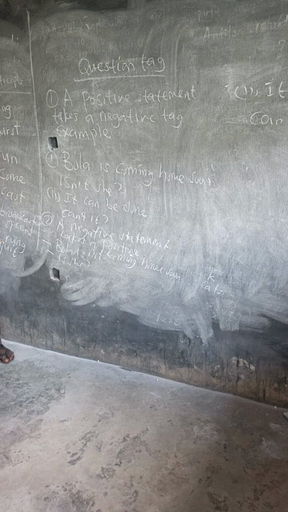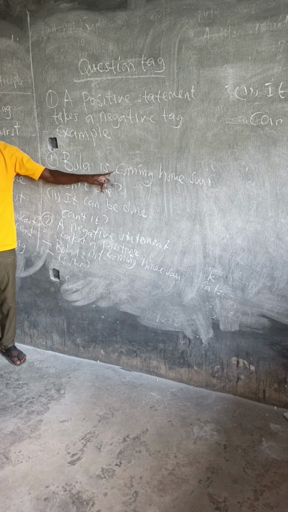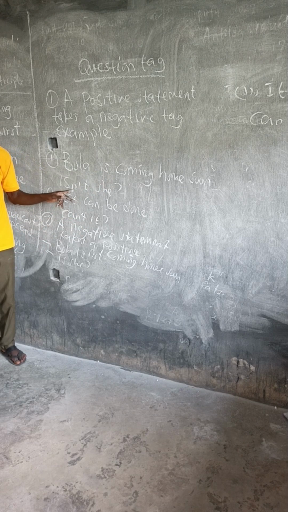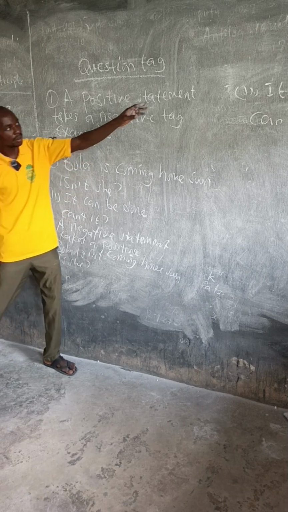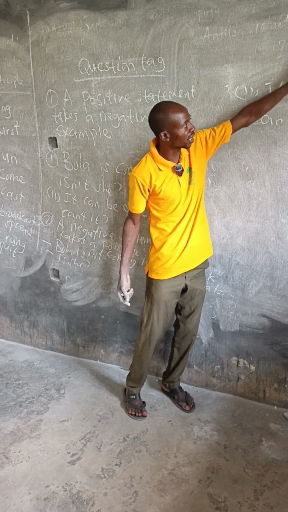Then just withdraw the positivity of it and bring it to yourself. Like this one, the first one here is "it can be done." You have to add "not" to this one. That's why you say "it can't eat." The same thing here. You say "Bola is coming home." There's no negativity in this one. Just add to it here, "isn't it." The same thing in this one. There's negativity in this one. That is the negativity. That's a negative statement.